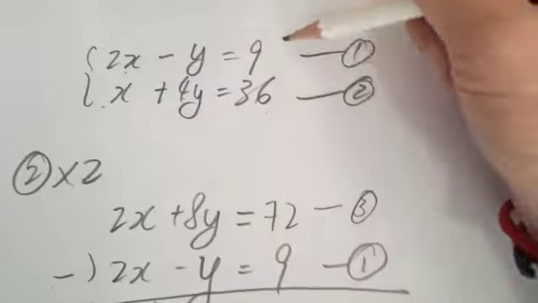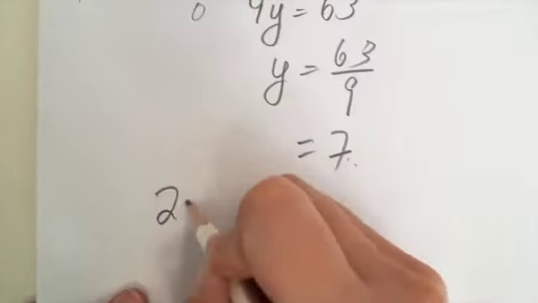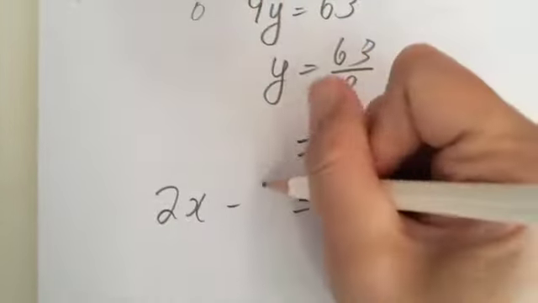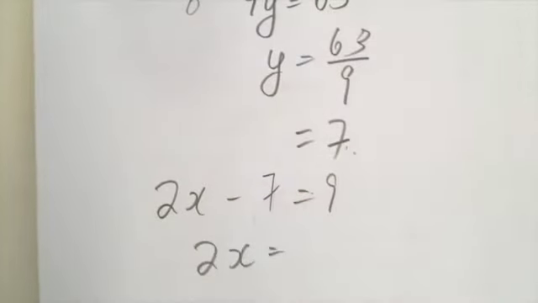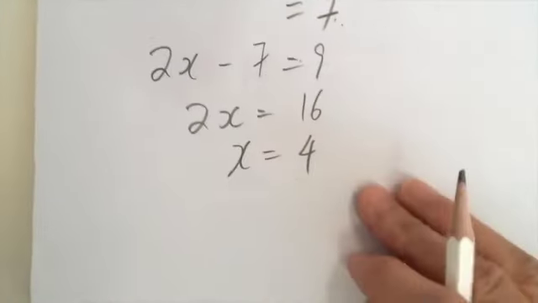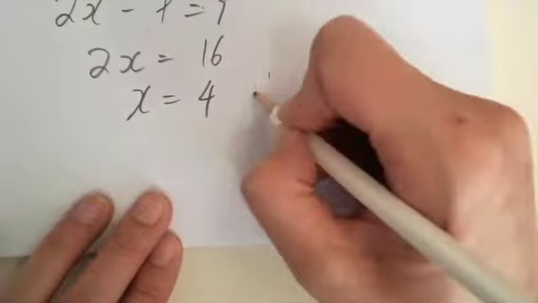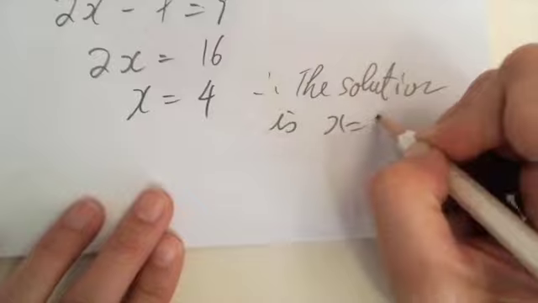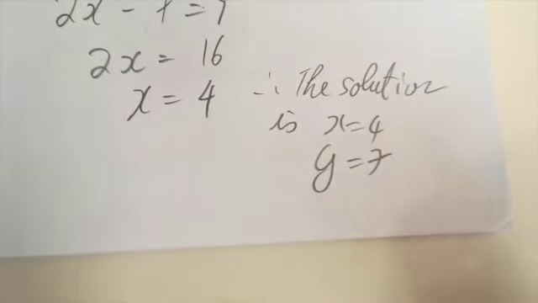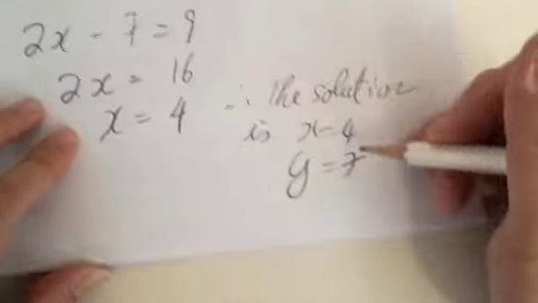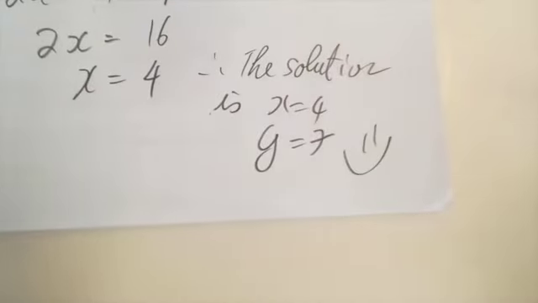Once I get that, I substitute back into one of those. So I have 2x minus y equals to 9. Remove the y, put a 7 in it, because y equals to 7. So 2x equals to 16. X will be equals to 4. Method is different, but you can still get the answer. Therefore, the solution is x equals to 4 and y equals to 7. Just remember, you need to find the x and y to complete the question. And this ends our simultaneous equation practice.